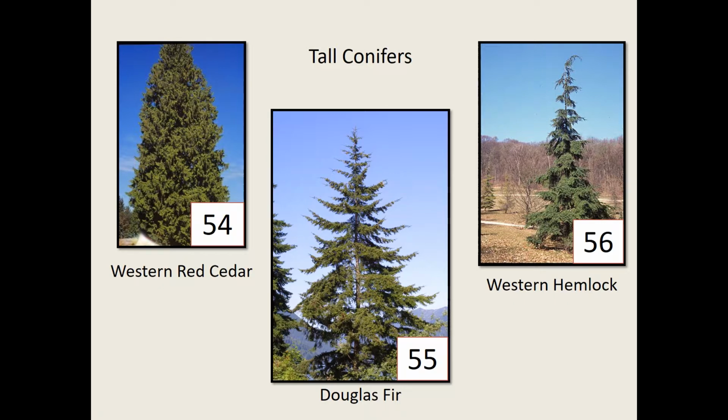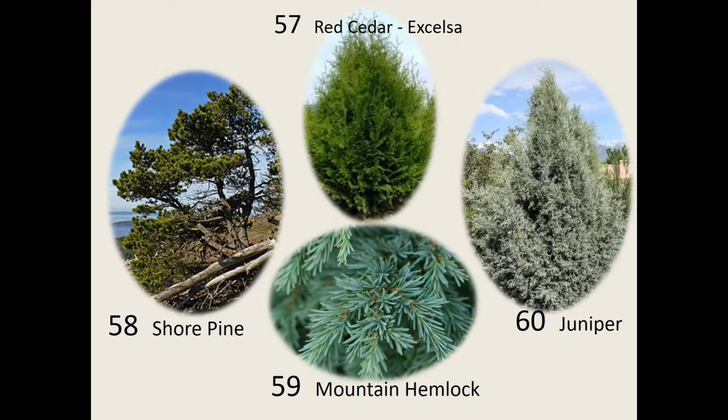Due to their large, mature size, they are not typically used in new landscapes. These trees commonly reach heights in excess of 100 feet. The western hemlock is the state tree of Washington. There are some smaller conifers which include the reimbursable cultivar Excelsa red cedar. This is a variety of the native western red cedar. It should only reach heights of about 35 to 40 feet.